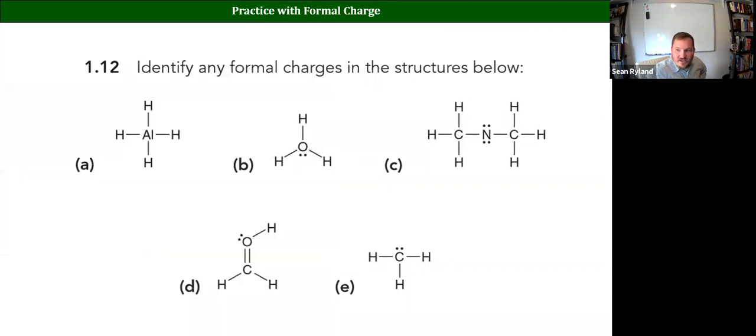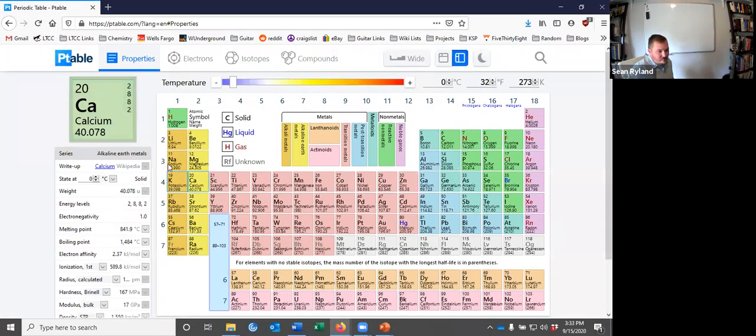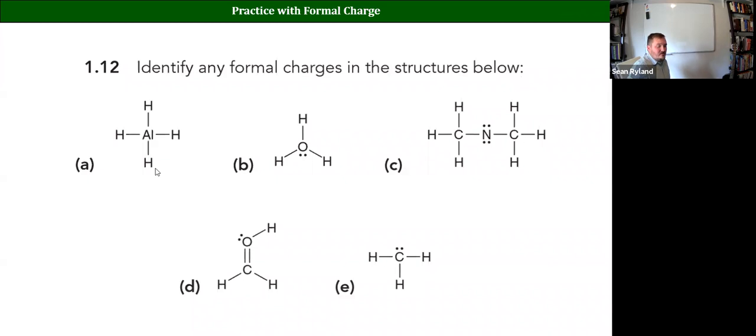All right. So if we're looking at aluminum with four hydrogens around it, aluminum, if you look where it is on the periodic table, it's row three, but it's three spots over. So it has three electrons. Each hydrogen brings one electron, right? So AlH4 has a total of eight electrons, not the seven that we would count up if we were doing this.